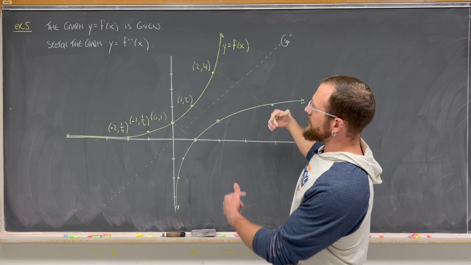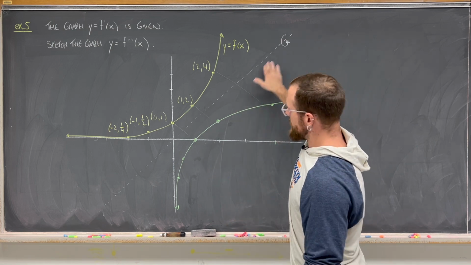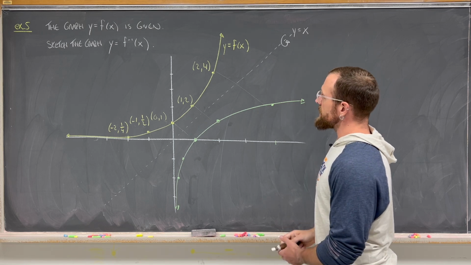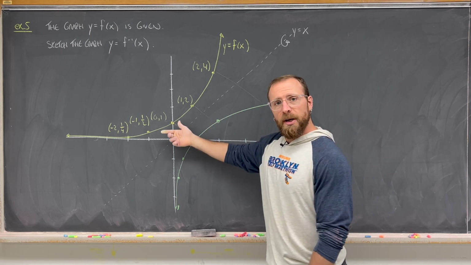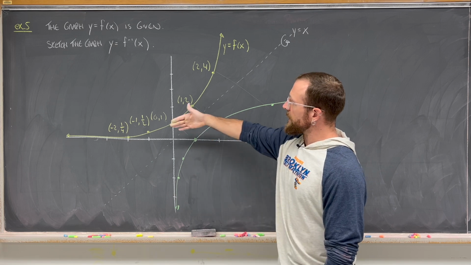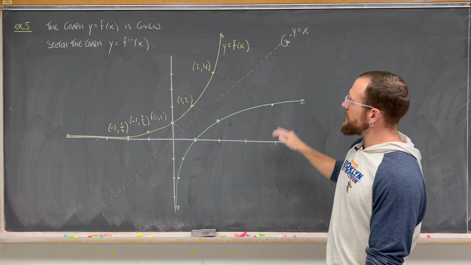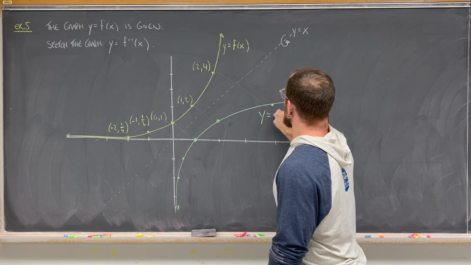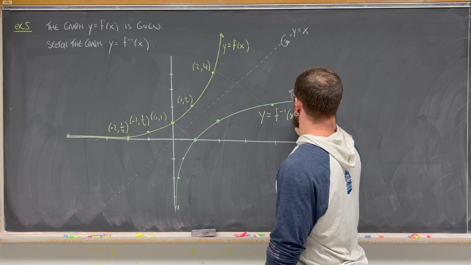We can see that it is symmetric across this diagonal line. The equation of that diagonal line is y equals x. We reflected each of these points across that diagonal line. We reflected then the entire graph across the diagonal line. This is our sketch of y equals f inverse of x.